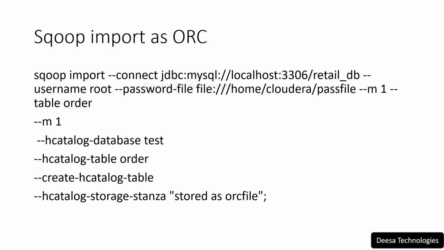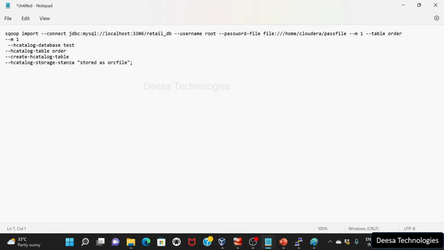So this is how we import it as an ORC. We have the Sqoop import where we are connecting to the MySQL database. We have the table name, then M1, then the H catalog database test. This is a test database that we are creating. Then the table name that we are mentioning, and then we are saying stored as ORC file. This is important. When you say stored as ORC file, the table will be created and then the data will be stored in ORC. Okay, so let's go ahead and execute this command. Let me change it to orders, right? So this is the command that we have.